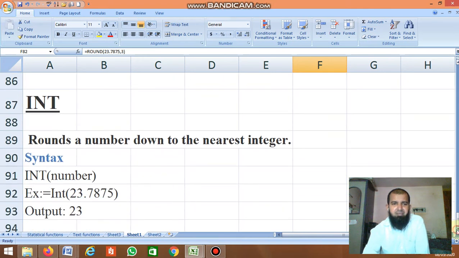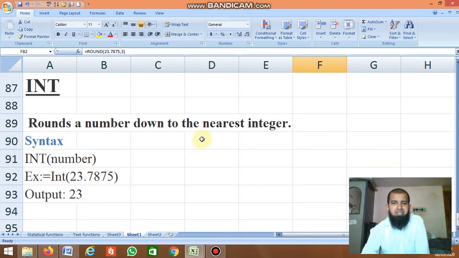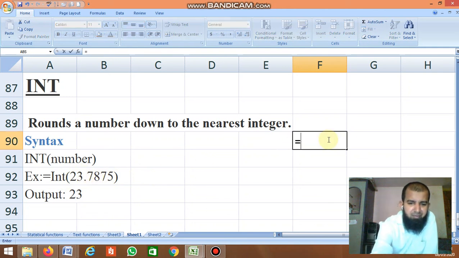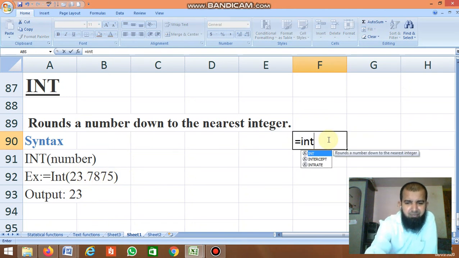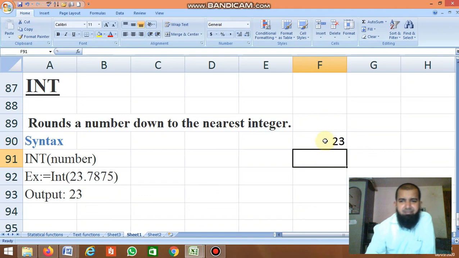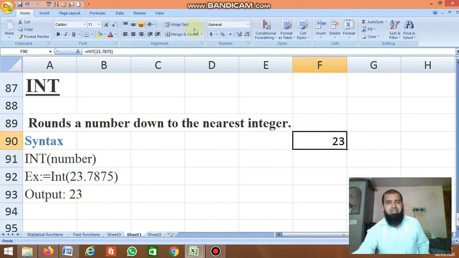Next, INT. Rounds a number down to the nearest integer. Syntax is int number. Example, int of 23.7875 equal to 23. It removes the decimal part. It takes only the integer part, not the decimal part. The example, equal to int. Int means integer. No decimal point here. 23.7875, so it displays only 23. Clear, no?